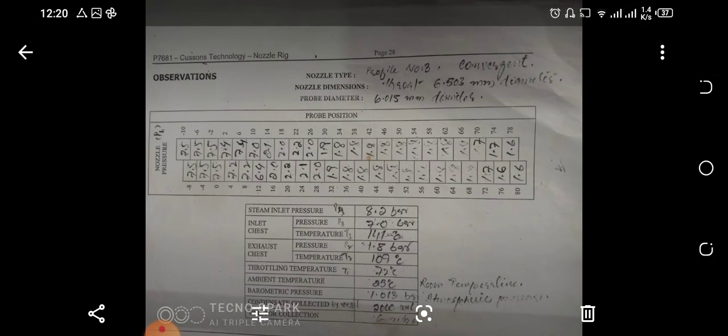These are the readings. The positions are -10, -8, -6. We are moving along the nozzle distance. The pressure reading will decrease and the velocity increase, because the initial pressure is 7.5. You can see that the steam inlet pressure is 8.2. At the chest, the pressure is around 7, and the exhaust pressure is 1. Usually it is less than 4.6 bar, so it works in the design condition.